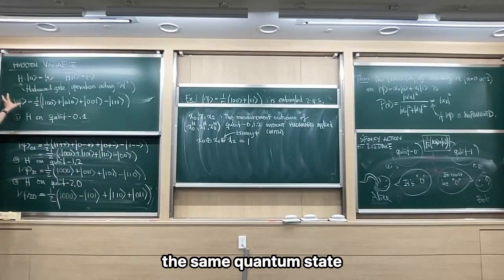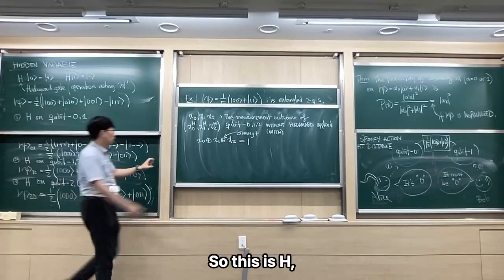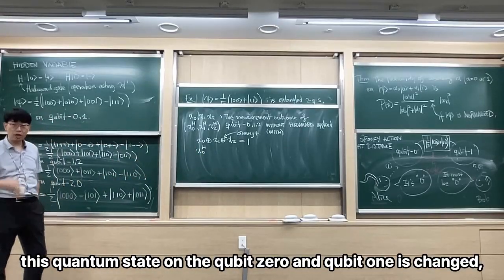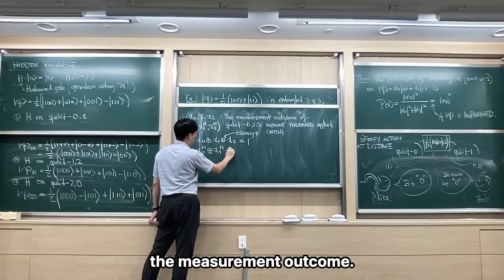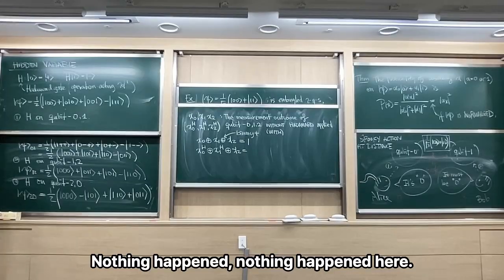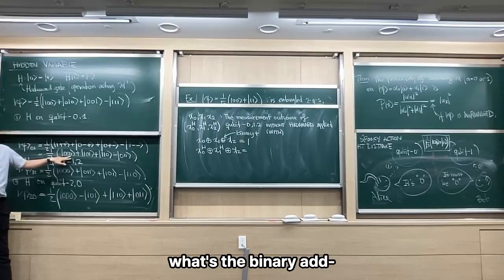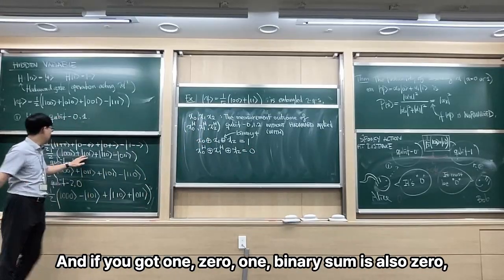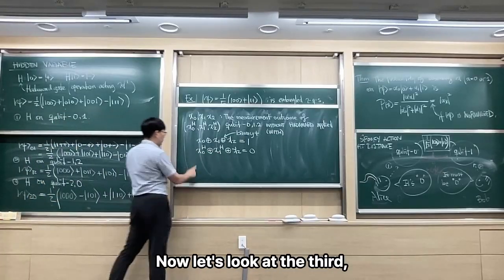Now, suppose that we have the same quantum state and then measure after taking Hadamard on qubit 0 and qubit 1. So this is x0h. Because we applied Hadamard, the quantum state on qubit 0 and qubit 1 is changed, so we use different symbols, different variables, to represent the measurement outcome. We didn't apply the Hadamard on qubit 2, so it is intact. Now there are 4 possibilities. When you have 0, 0, 0, what's the binary sum of these three variables? 0. And if you got 1, 0, 1, the binary sum is also 0. And same for the others.